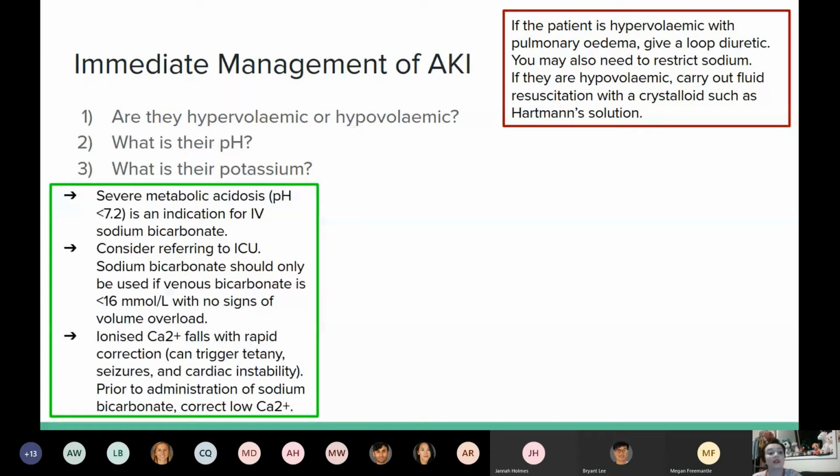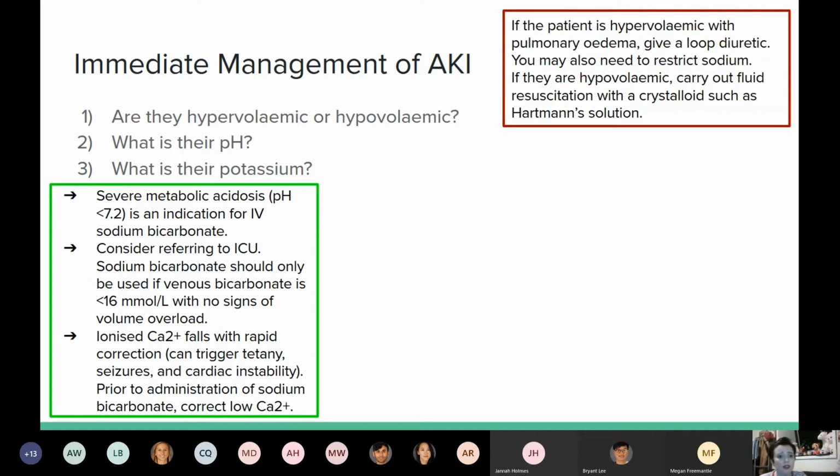The next thing to think of is their pH. A lot of the time, someone who's in acute kidney injury will have some degree of metabolic acidosis. If it's severe, their pH is below 7.2, then NICE suggests this is the point you would give them IV sodium bicarbonate. If they're not below that and they're a bit acidotic, you may be able to just manage them supportively until they're able to recover their own levels of acidity and alkalinity in the blood, to get them to a neutral pH. But if they are severely acidotic, you need to do something about that.